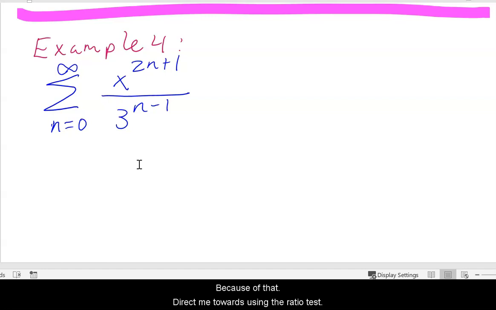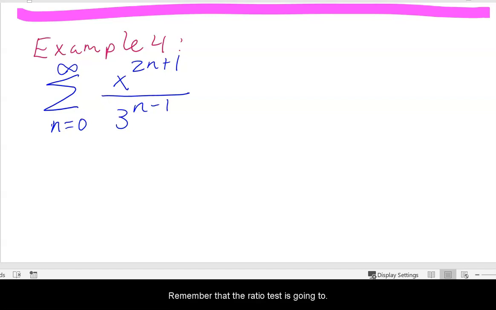Because of that, that directs me towards using the ratio test. If I can't easily get it into the geometric series format, then I'm going to have to take it and rewrite it so that I can get it in a ratio format or the root test format. I'm going to choose the ratio test almost all the time, only the root test when the ratio test doesn't seem applicable. So in this case, I'm going to apply the ratio test and see if I can get some kind of condition on x to get it to converge.